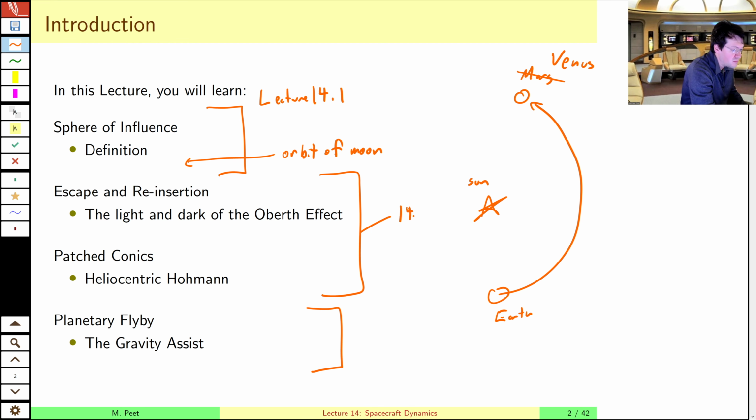This is 14.2 and 14.3. And the last one will be on gravity assist maneuvers. And so how to use the gravity of planets through flybys to boost your velocity in the heliocentric coordinate system, so to give an absolute delta V boost to your spacecraft. Okay. So that's the organization we're going to be going through. I'll get into the details later on. I don't want to overwhelm you right now.